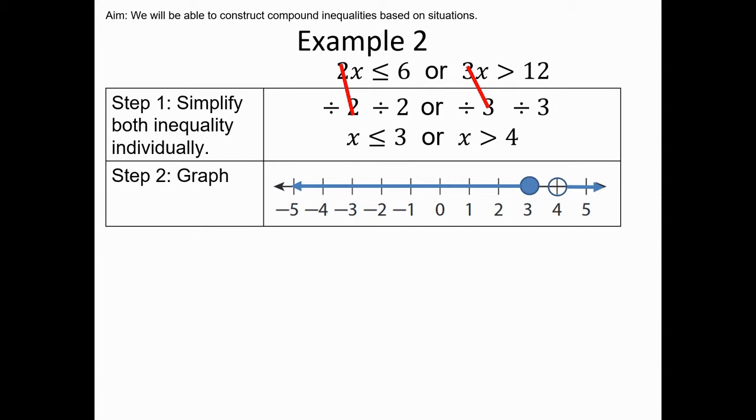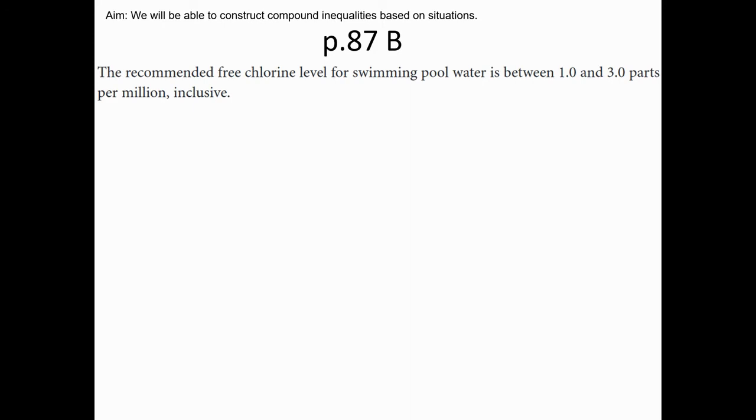So we're just going to do one example for word problems because I think you guys are doing pretty good with inequality word problems. And you can find this example on page 87B. So we're told that the recommended free chlorine level for a swimming pool is between 1.0 and 3.0 parts per million inclusive. What that means pretty much is how much chlorine needs to be put per part of water. And if it's too weak, the chlorine doesn't really do its job of keeping things clean. But if it's too much, it can actually be harmful for people. So it needs to be between 1.0 and 3.0.